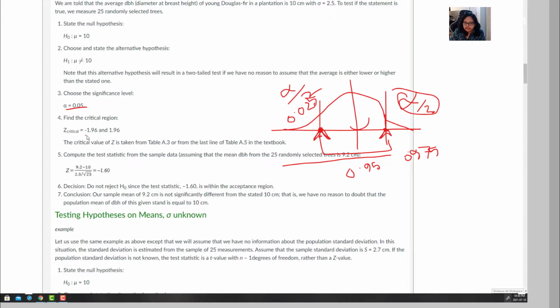So we found that the value is minus 1.96 here, and this critical value is 1.96. They will give you plus and minus because they are symmetrical, that's why. Okay, I would like to show you how I find those values.